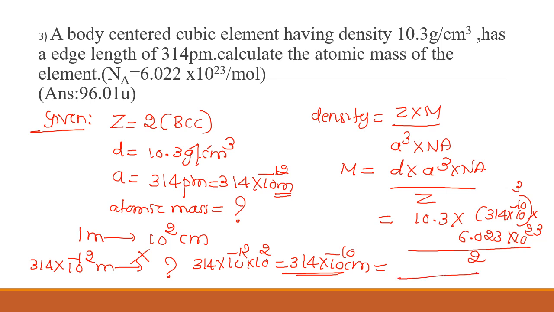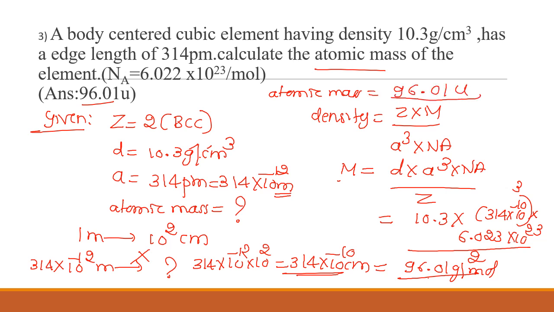Answer is, I have already given here, that is 96.01 gram per mole. This is molar mass, but in the question they have asked to calculate the atomic mass. So atomic mass is equal to 96.01 U. You have to write the unit properly. Understood? Okay.